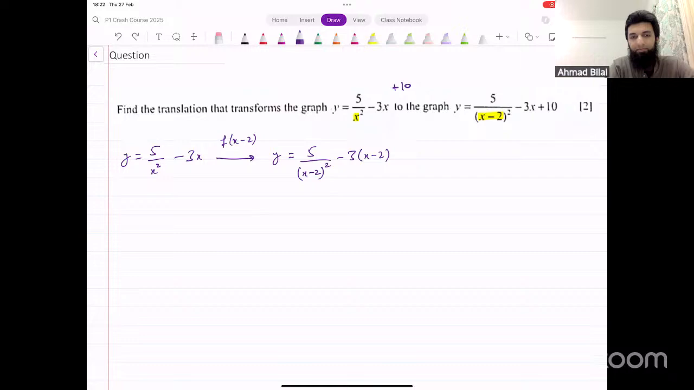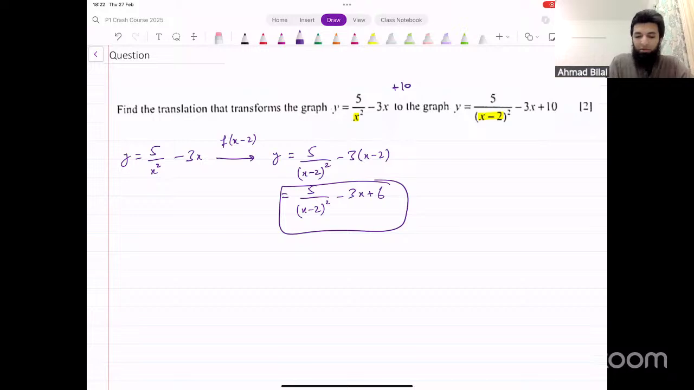Now, they have given the final answer in simplified form. So what we can do is simplify this and see what we get. We have 5 over (x minus 2) whole squared minus 3x plus 6. So after doing the horizontal translation by 2 units to the right, we already have this form, which is 5 over (x minus 2) whole squared minus 3x plus 6.